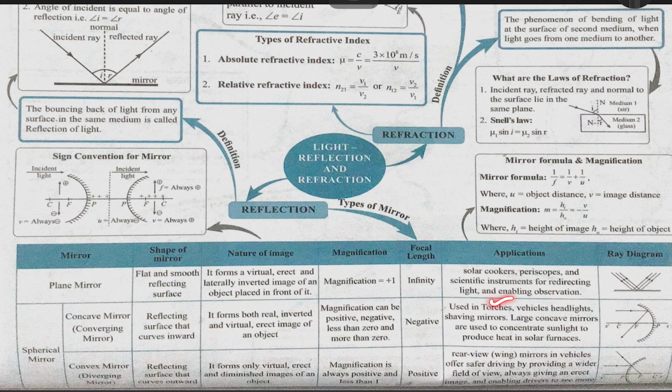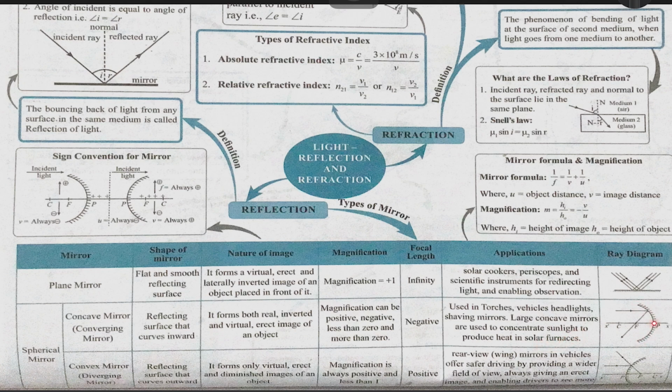What is the application of a concave mirror? Where is it used? It is used in torches, vehicle headlights, and shaving mirrors. Large concave mirrors are used to concentrate sunlight to produce heat in solar furnaces because they converge the reflected rays. Hence, because of this property, it has various applications.